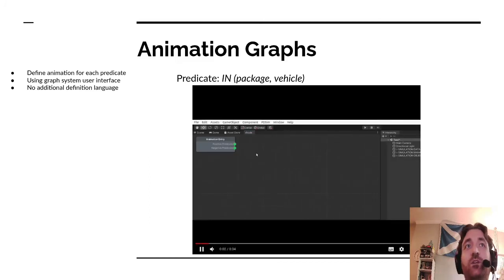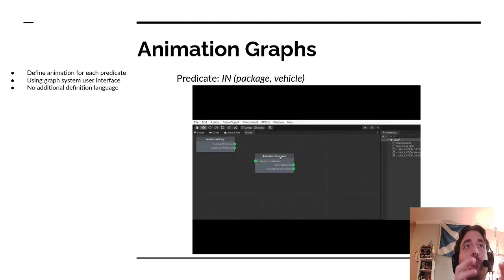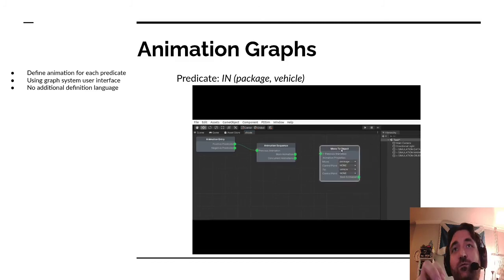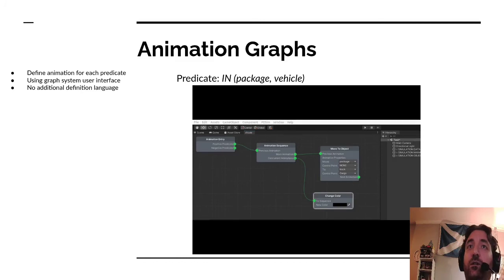For example, here we are animating the in predicate for a vehicle, and we want of course an animation sequence. Then we just want the move to object animation because we want to move the package inside the truck, and we specify the control point we defined earlier as the cargo. So we want to move the package inside the cargo. We can have concurrent animation. For example, when the package ends its own movement, it changes the color to red.